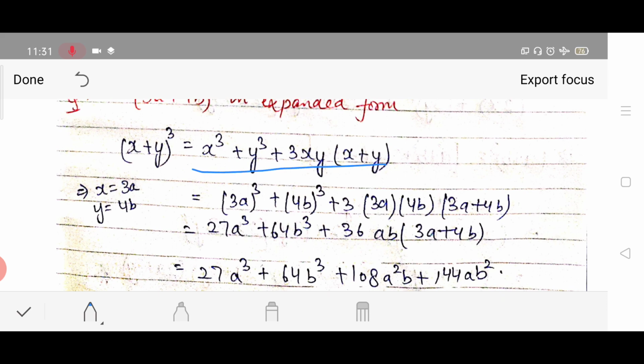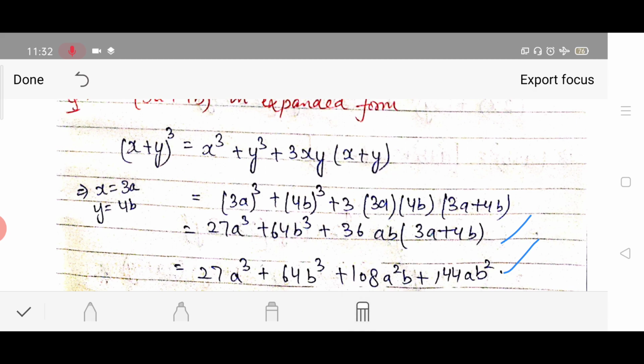You are having (x plus y) whole cube is equal to this. So what will you do? You will compare this value with the question. So on comparison, what will you get? Value of x is 3a, value of y is 4b. So if you put the value of x and y into the identity, what will you get? Its expanded form. I have just put the value of x and y into the right hand side of this equation, and after solving it you will get the answer.